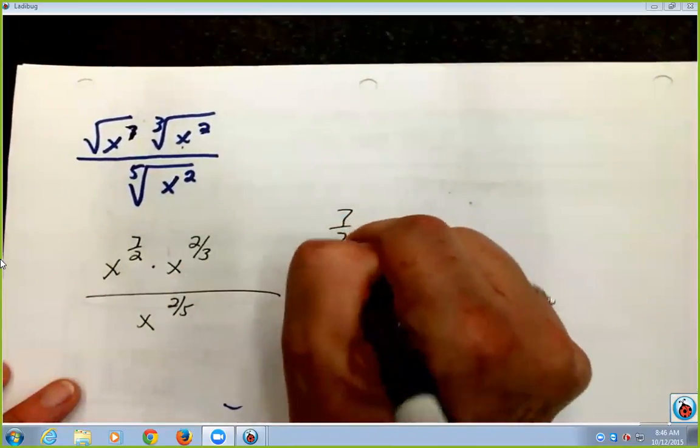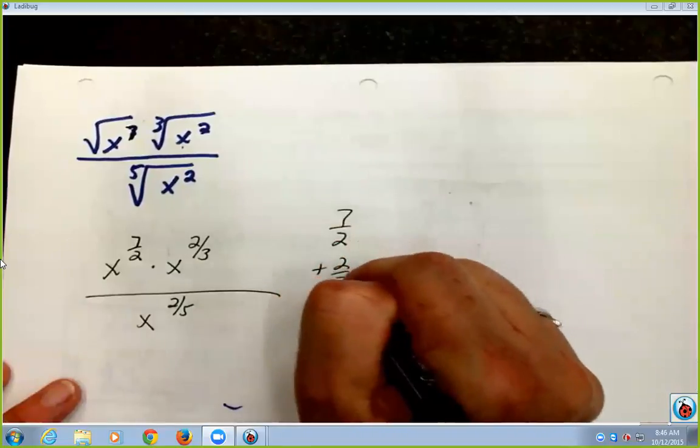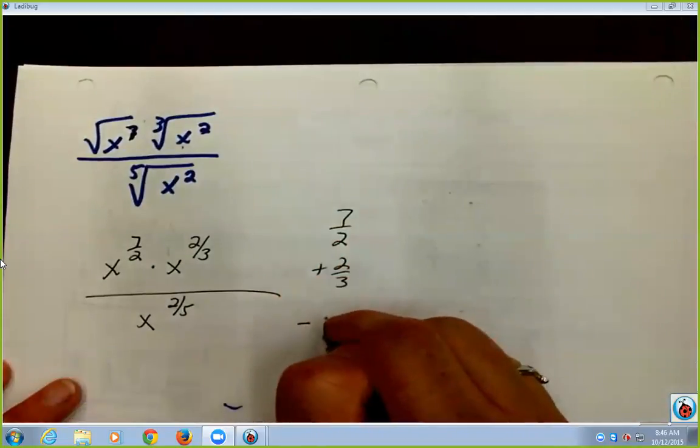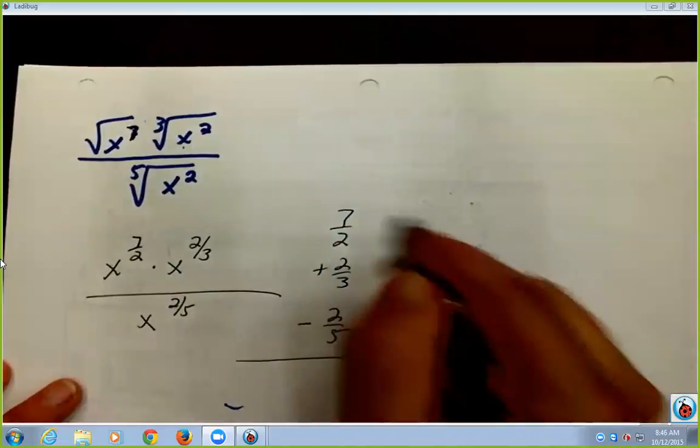The two top ones get added. What happens to the bottom one? What would I do to it? These get added, the bottom one gets subtracted, and so you'd have to have your subtraction in there. So could I work with all these together? Yes, because I can take 7/2 plus 2/3 minus 2/5.